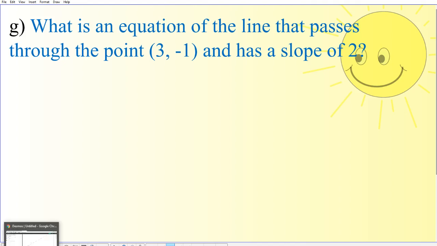Letter G. This one's for you. It says, what is the equation of the line that passes through the point (3, -1) and has a slope of 2? Go ahead and pause the video. See if you can work that out. When you're ready to continue, hit play, and we'll go through it together.